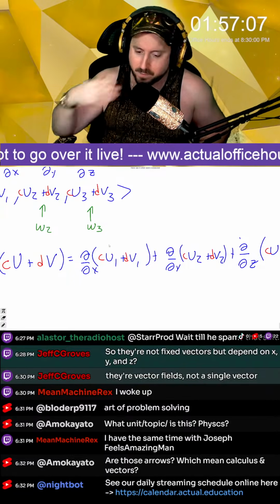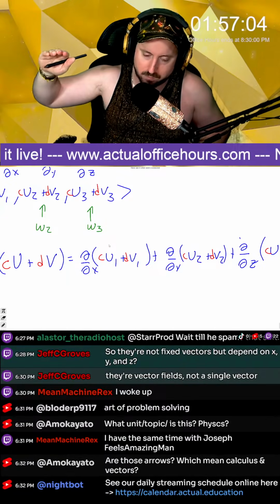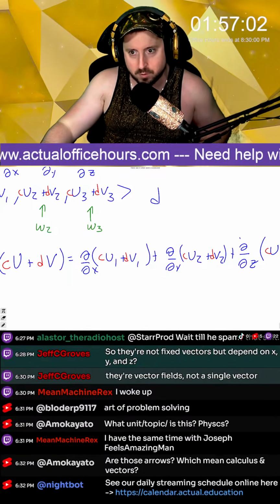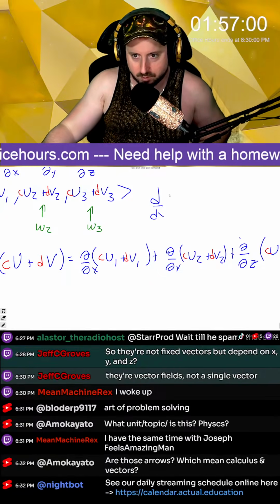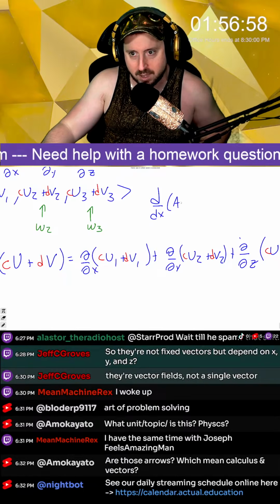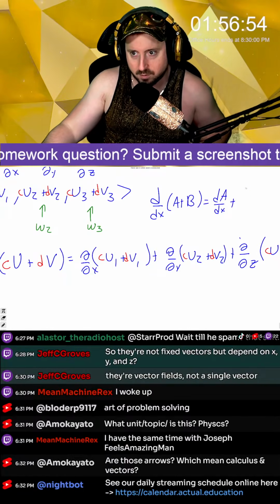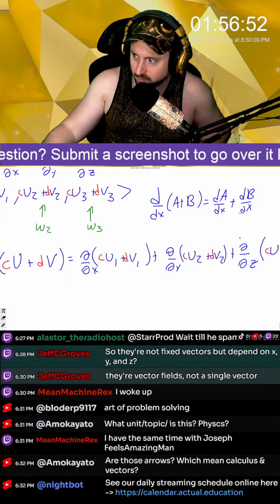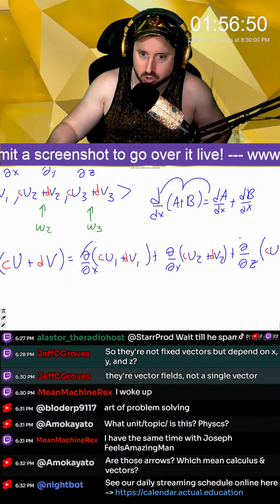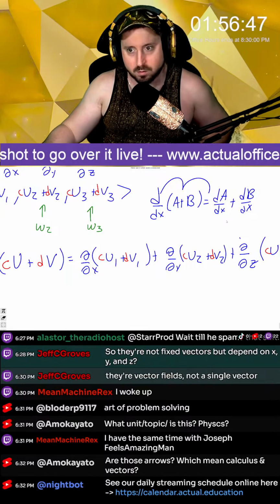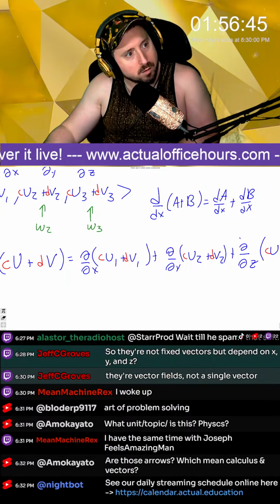Now you learn this in pretty early calculus. If you take the derivative, for instance, d/dx of a plus b, this is the same thing as dA/dx plus dB/dx. You can always distribute the derivative.